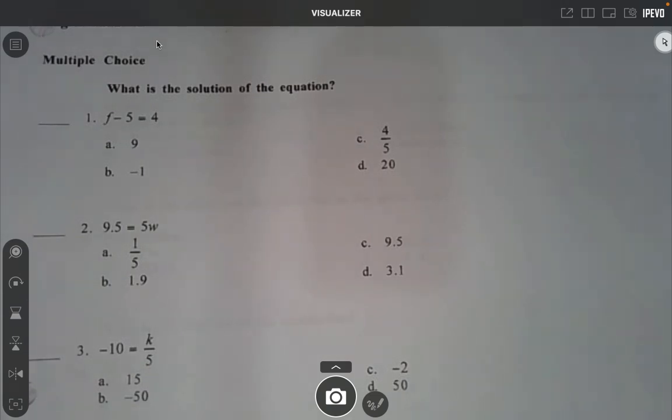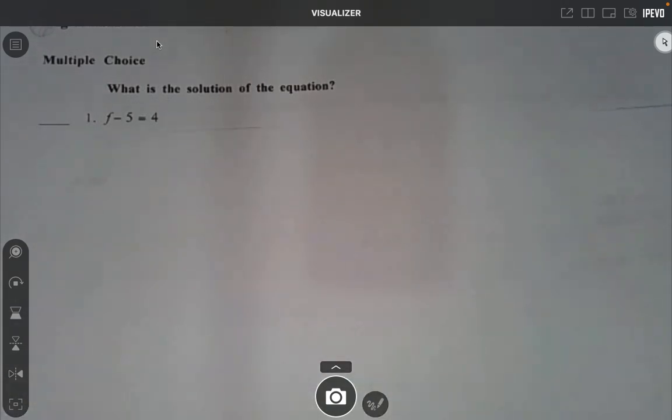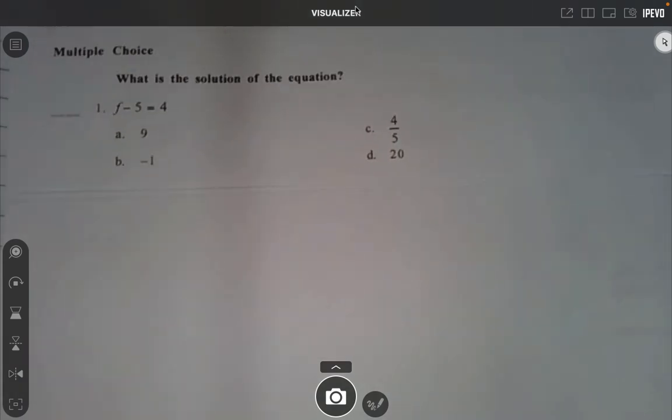All right. Let's go through it. So on this one, what do you do to solve for F? Add 5. Okay? So you would add 5 to both sides. And what does F equal? 9. Okay? Some of you just would have known 9 minus 5 is 4. So your answer is 9. Y'all got that one? All right.